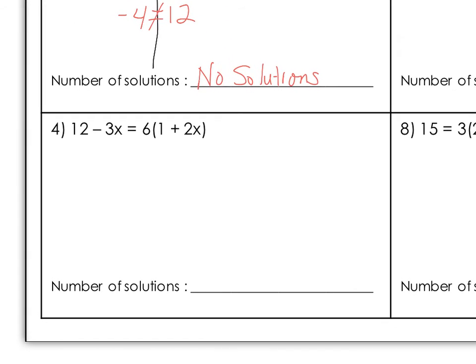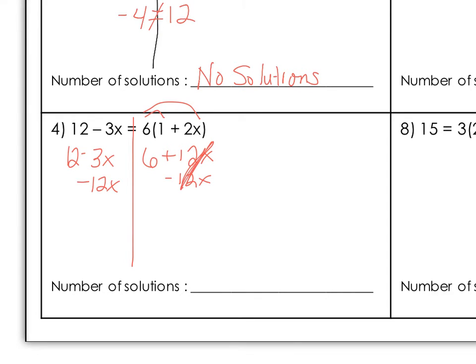Number 4, same thing. Once again, I go through steps to solve the equation. I can't combine anything on the left. I can use the distributive property on the right, which will leave me with 6 plus 12x. Eliminate the variable term from one side of the equation. I'm going to subtract 12x from both sides. I eliminated it on the right.